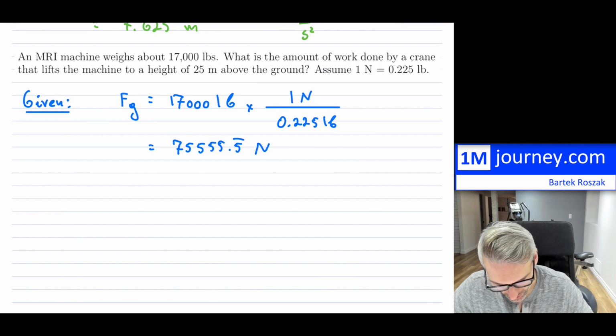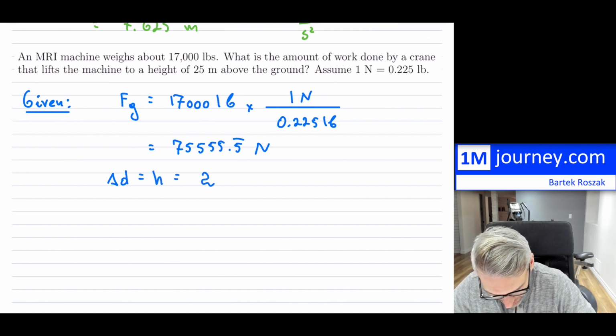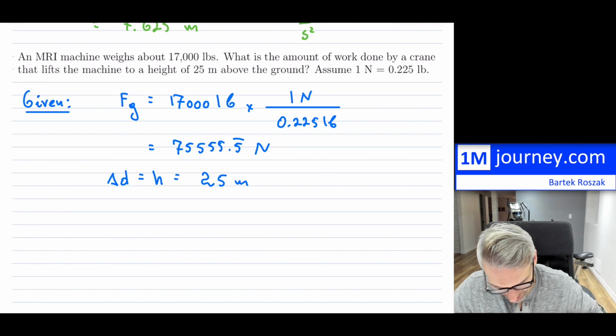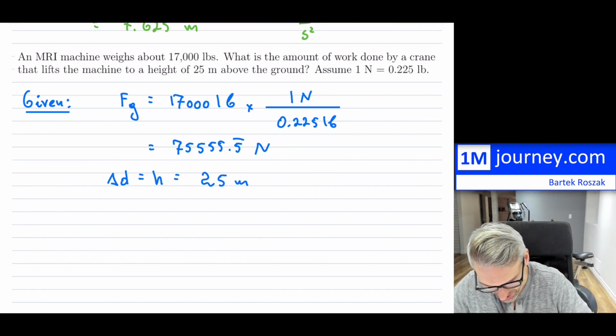What is the amount of work done by the crane? So we basically have a height, the displacement that we're going to have, which is the height above the ground, which is 25 meters. So we're going to have to lift this up, and we're going to have to overcome this gravity. This isn't actually very difficult.